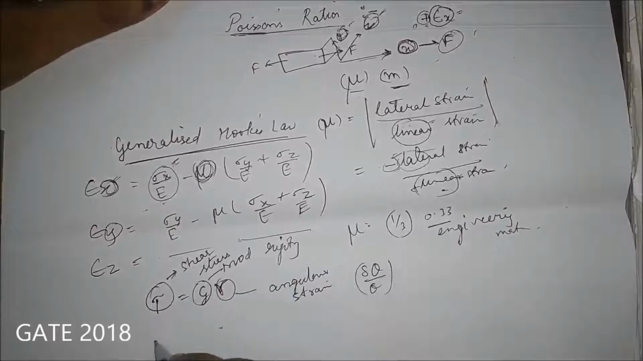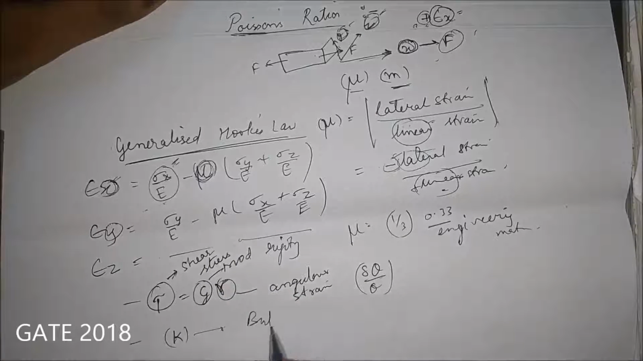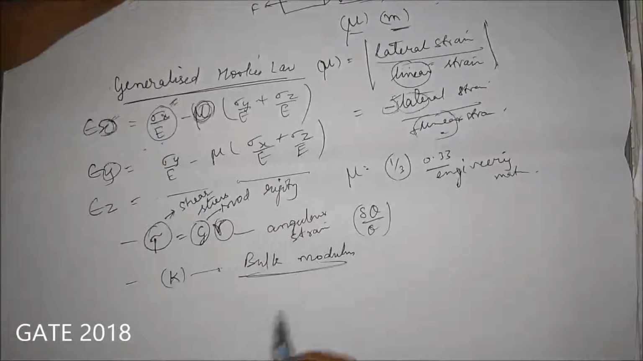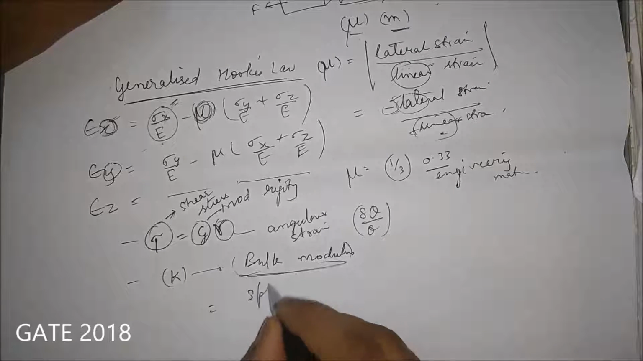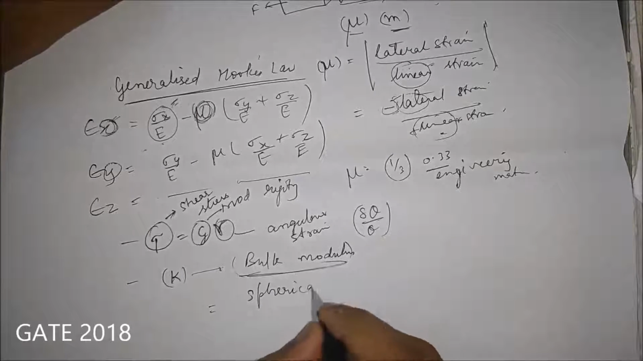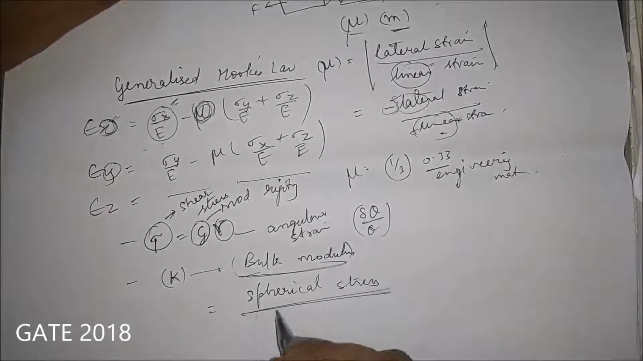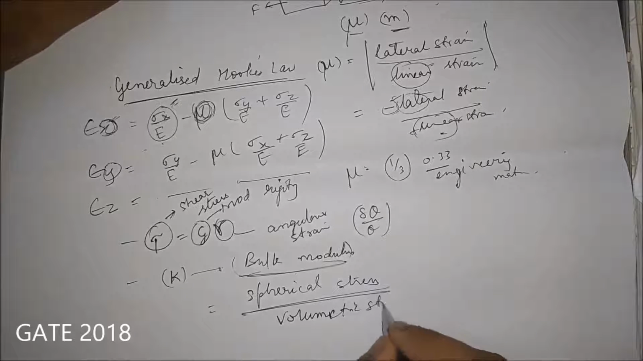Now coming to K. K is called as bulk modulus. So bulk modulus K is given by spherical stress. You have to remember this, guys. These will be used in the problems. By volumetric strain.